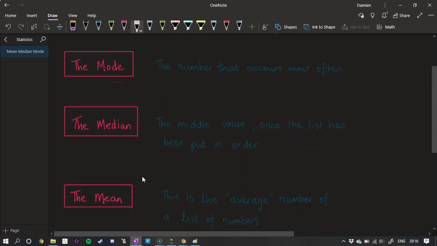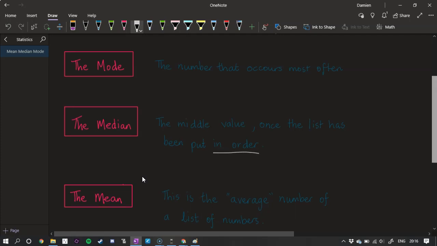The first one is the mode. The mode is the number that occurs most often, and we'll look at an example of that in a second. The median is the next one we're going to look at, and the median is always the middle value once the list has been put in order, and this is really important that you put it in order first.